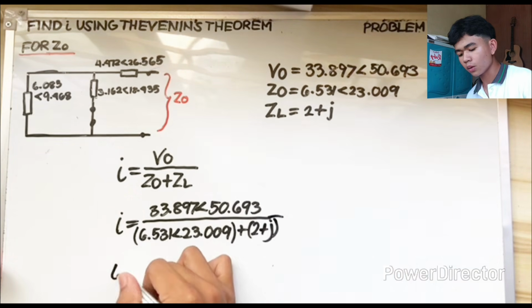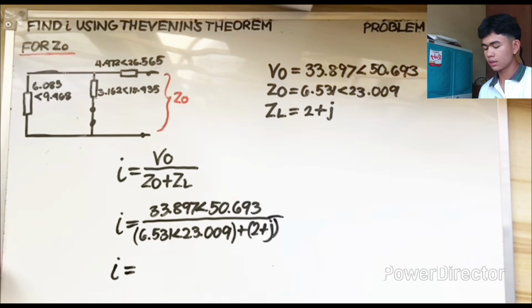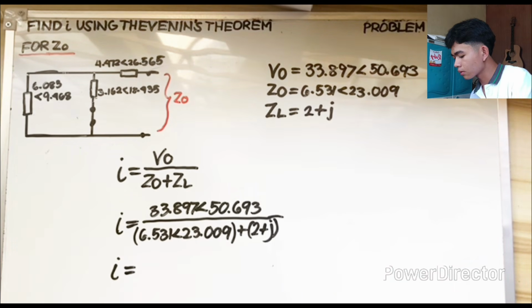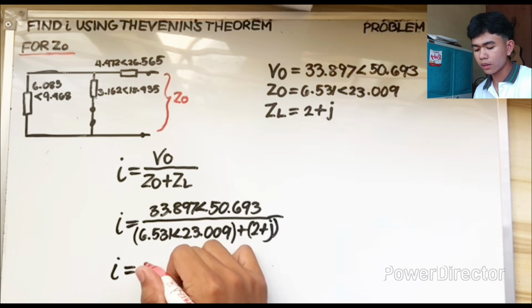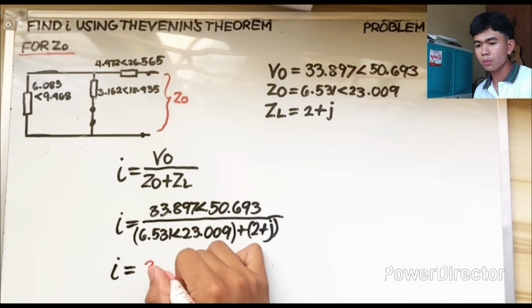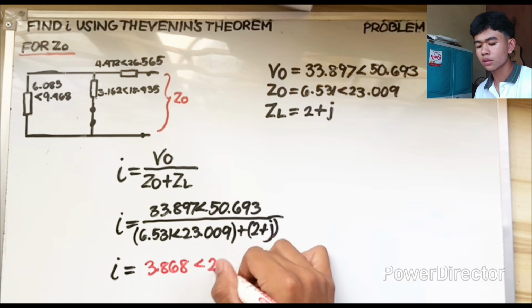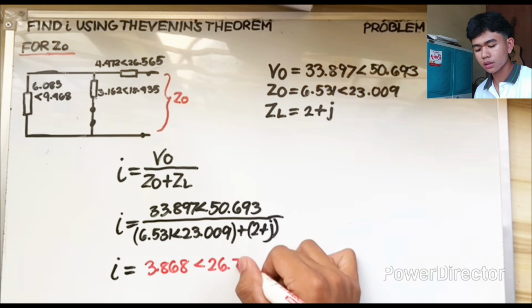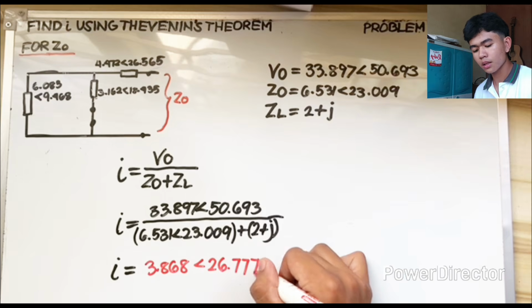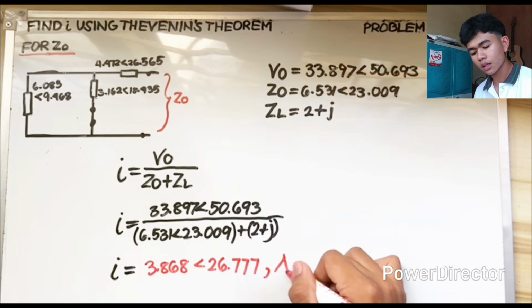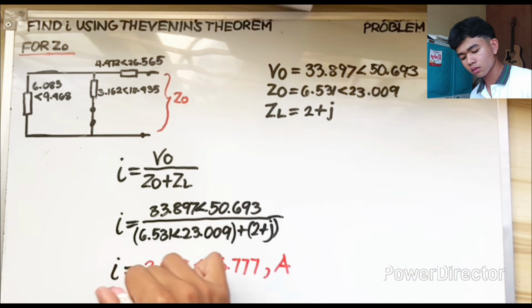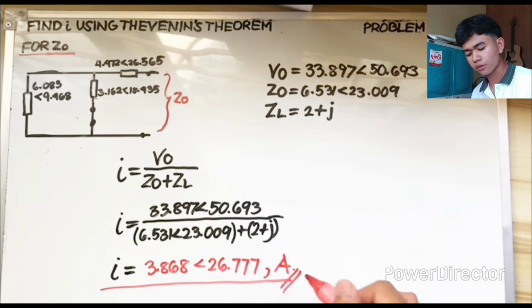So our I is 3.868 angle 26.777, and the unit is amperes. So this is the final answer.